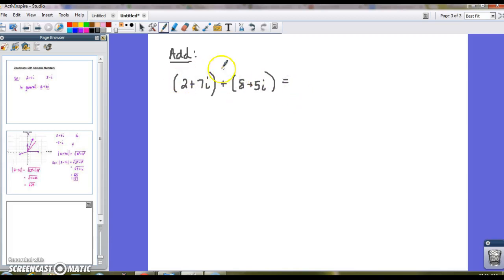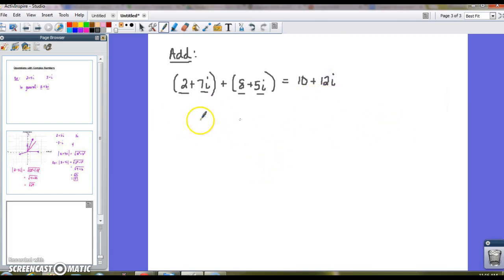All I'm going to do is add my real components and add my imaginary components. So I'm going to add the 2 and the 8. That gives me 10. And then I'm going to add the 7i and the 5i. That gives me 12i. Okay, so very straightforward.